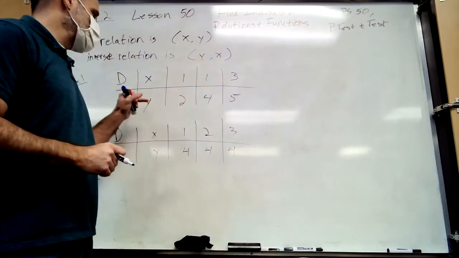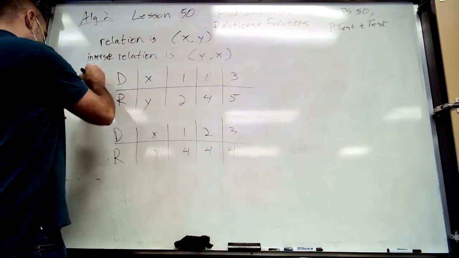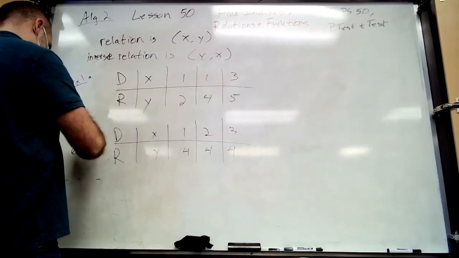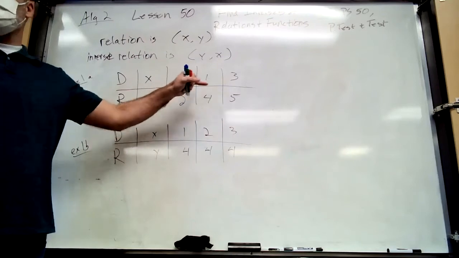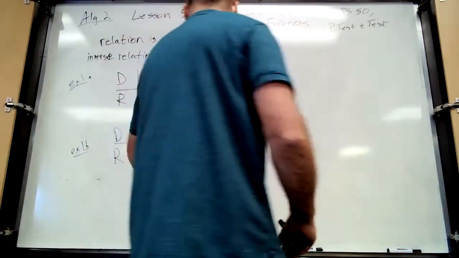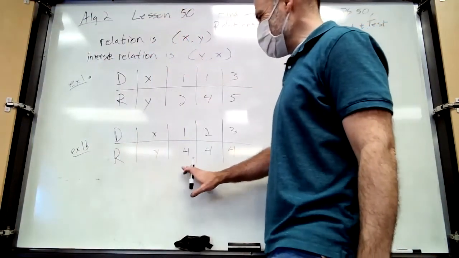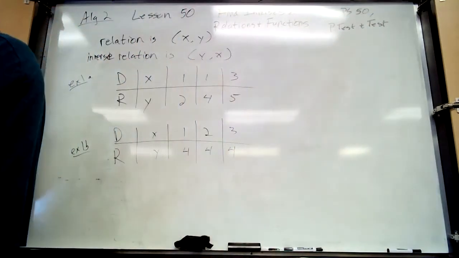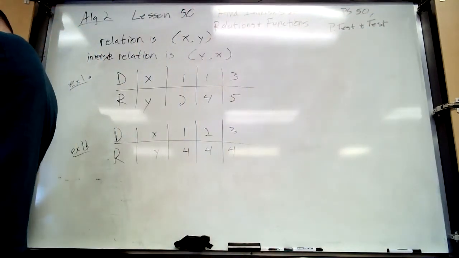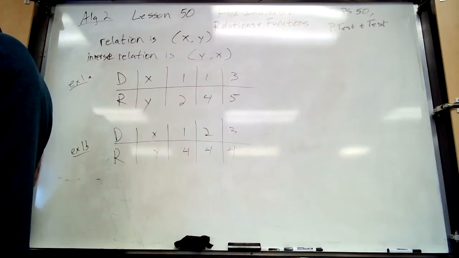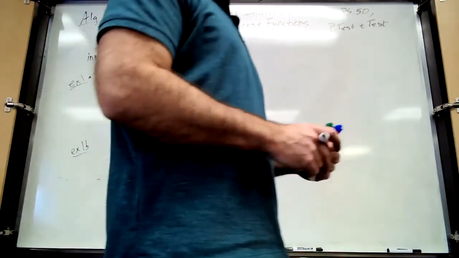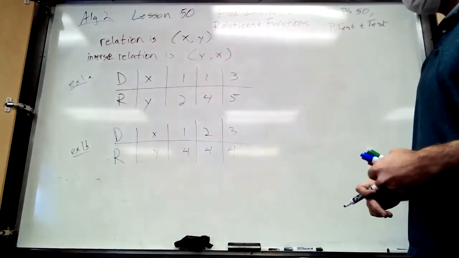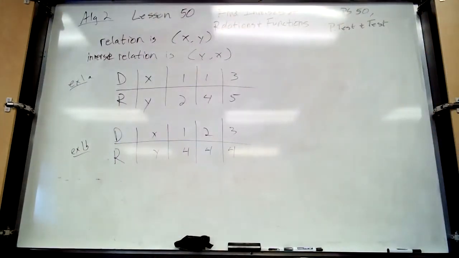But the inverse of this would be a function. Okay? So it has to both be a function to be inverse functions. So what that looks like on a graph is the x and the y switch places.